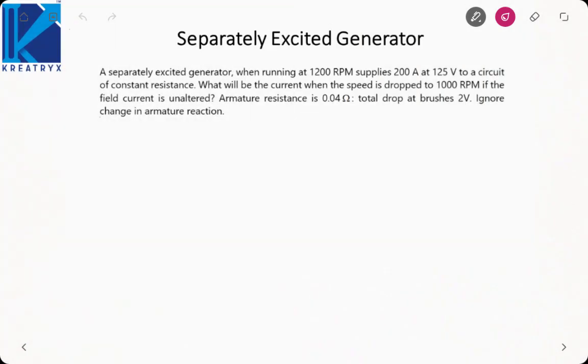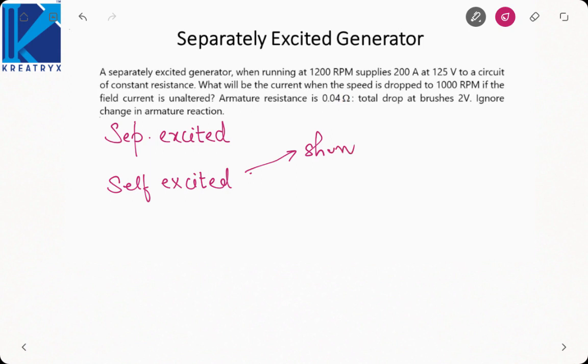The next category is different types of generators that can be designed, different configurations. So overall, how many configurations are there? First one is called separately excited. Then the next one is called self-excited. In self-excited, there are various categories: shunt, then series, then compound. Compound is basically a combination of shunt and series.